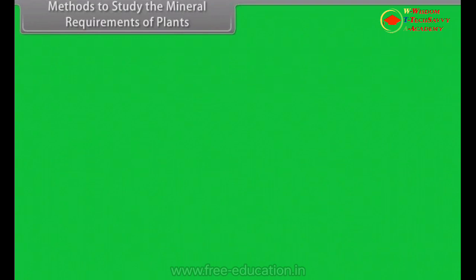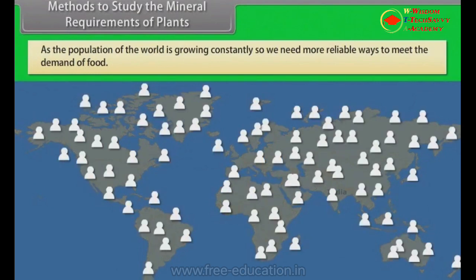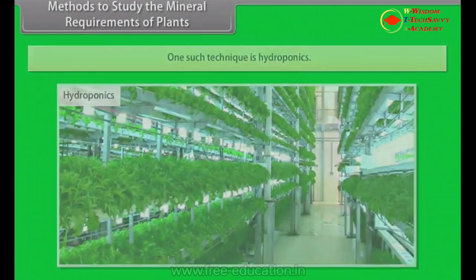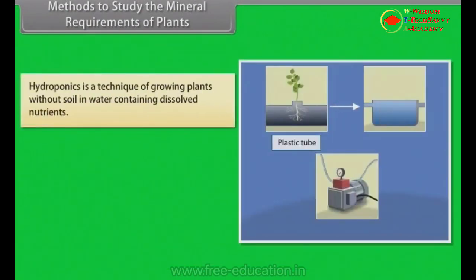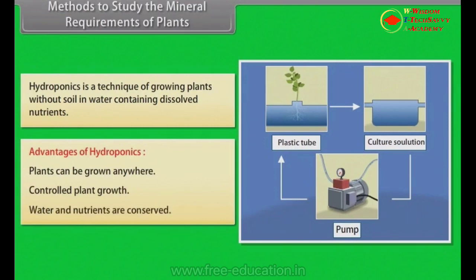Methods to study the mineral requirements of plants. As the population of the world is growing constantly, we need more reliable ways to meet the demand for food. One such technique is hydroponics. Hydroponics is a technique of growing plants without soil, in water containing dissolved nutrients. Advantages of hydroponics: plants can be grown anywhere, plant growth is controlled, and water and nutrients are conserved.